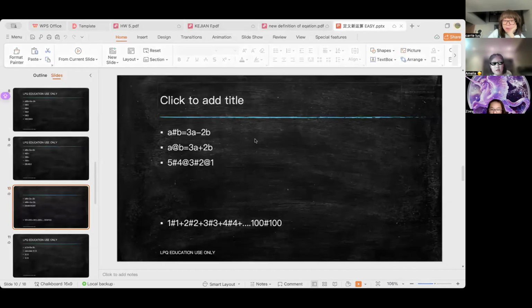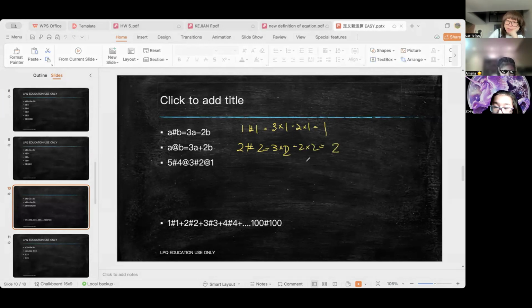Okay, so let's take a look at this one. 1 pound 1 equals what? Equals 3 times 1 minus 2 times 1 equals 1, right? So 2 pound 2 equals 3 times 2 minus 2 times 2 equals what? Equals 2. 3 pound 3 equals what? 3 times 3 minus 2 times 3 equals what? Equals 3.